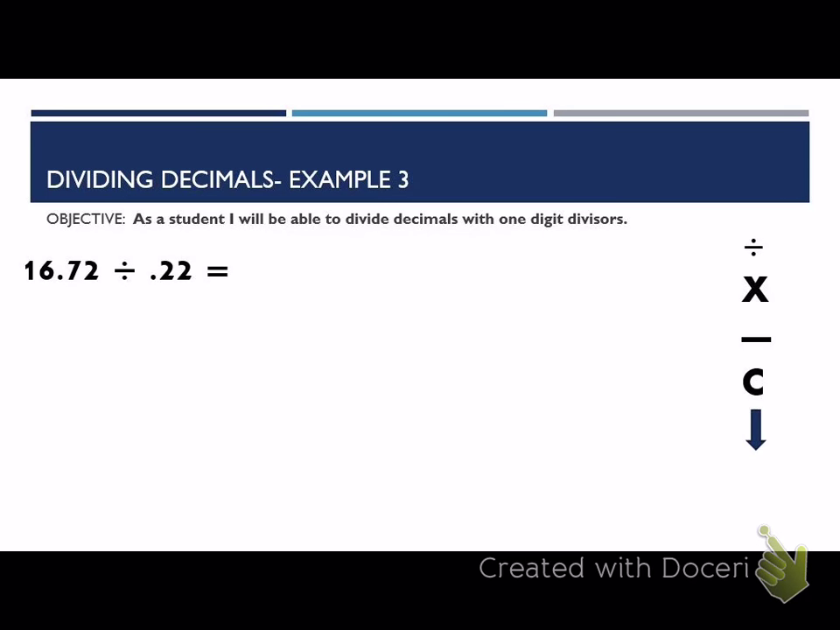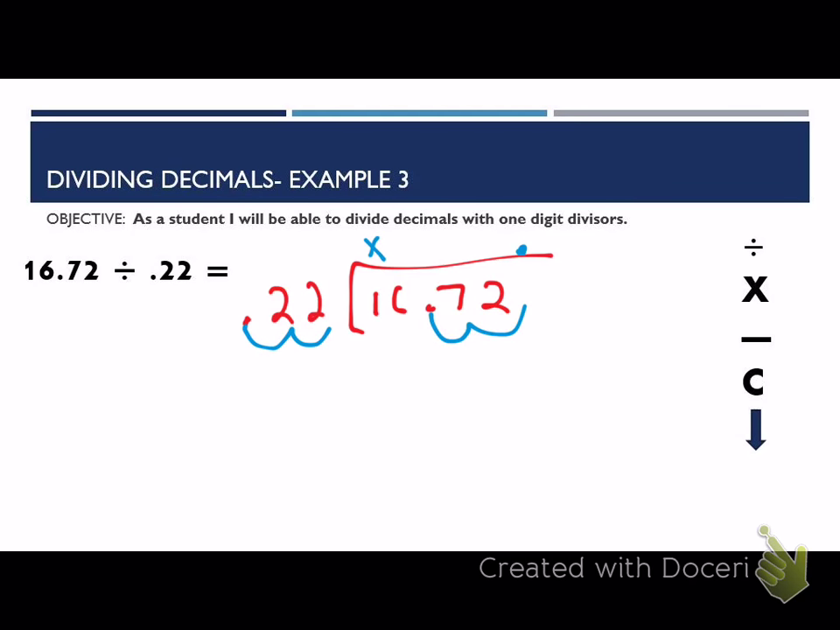All right, we have 16.72, and we're going to go ahead and put that inside the box. And 0.22 is on the outside. This time, we're going to go ahead and move our decimal once again 2 times. 22 goes into 1 0 times. 16 0 times. 167. Ooh, that's a lot.